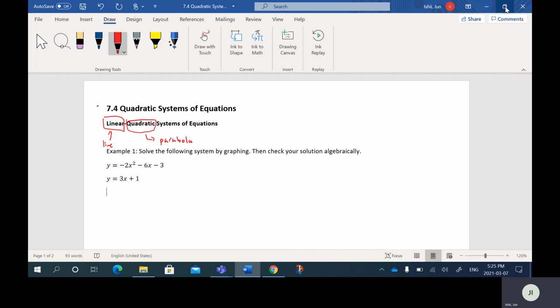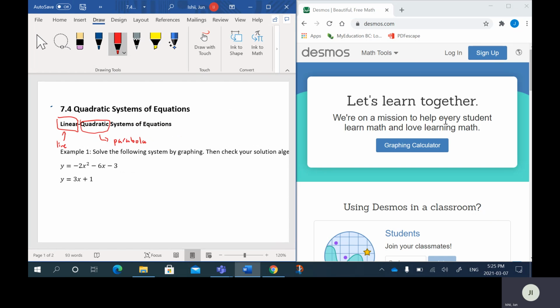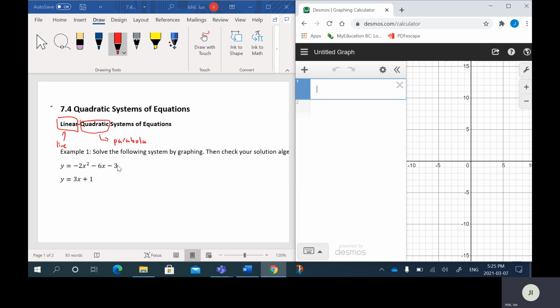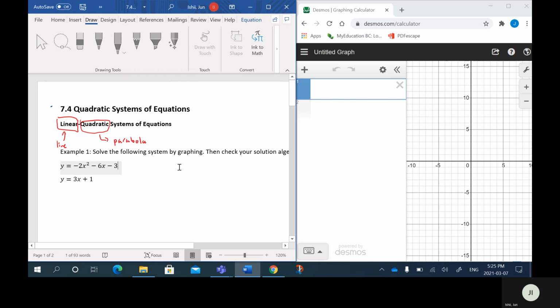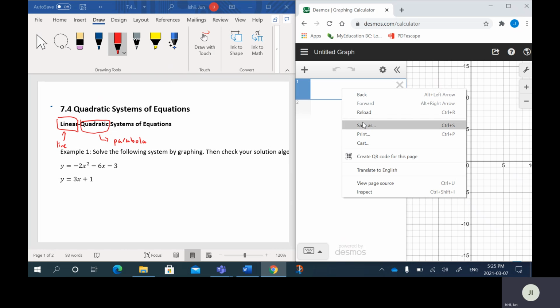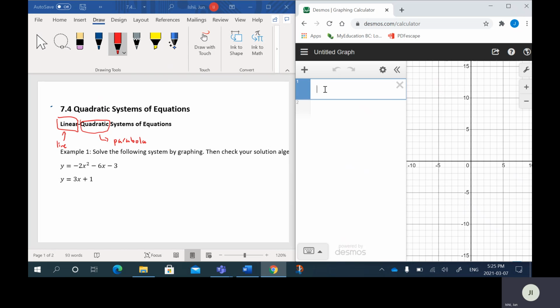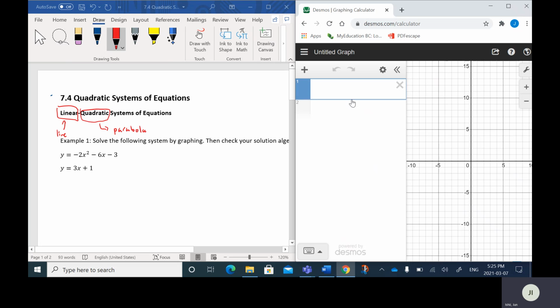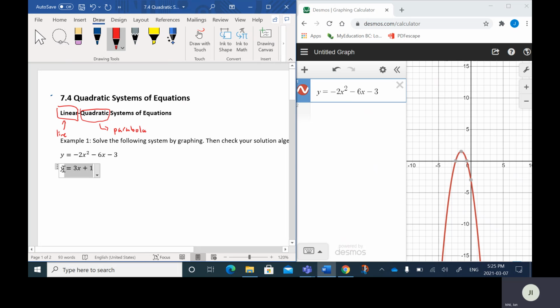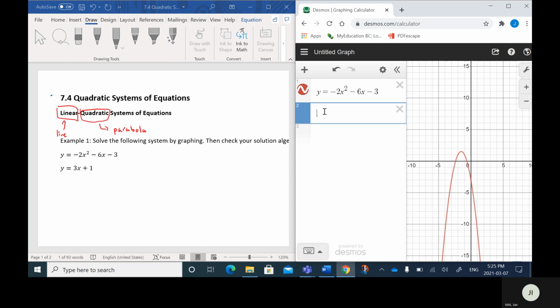I'm going to fire up the old Desmos. I've got it open over here on this browser. Let's just go into it. I'm going to copy and paste it into Desmos. I think I can just use my keyboard. Yeah, there it is. Perfect. All right, so there's my parabola. Copy this one. Here we go.